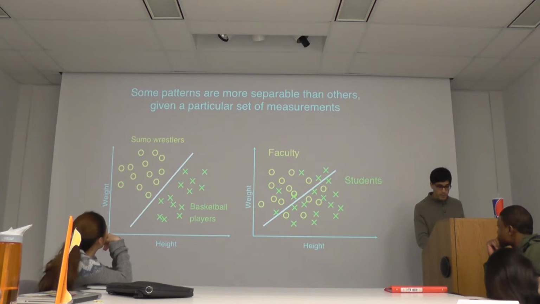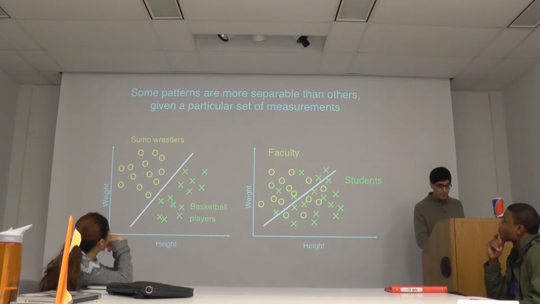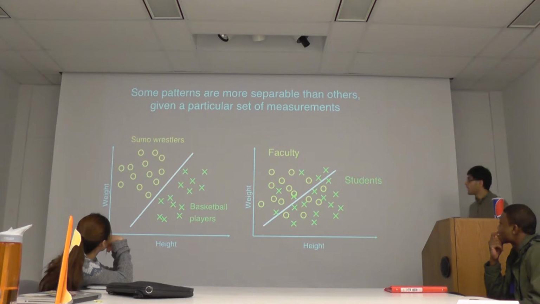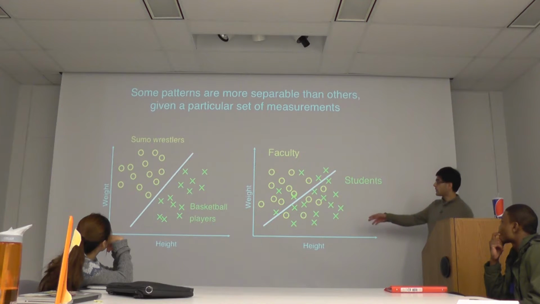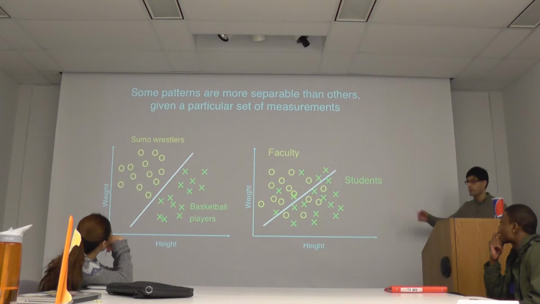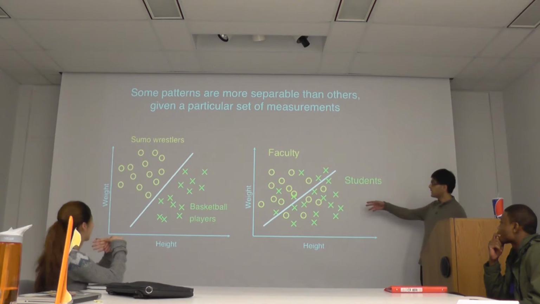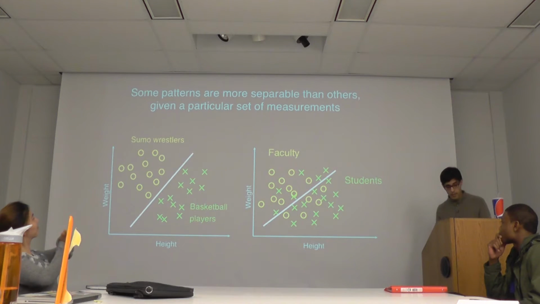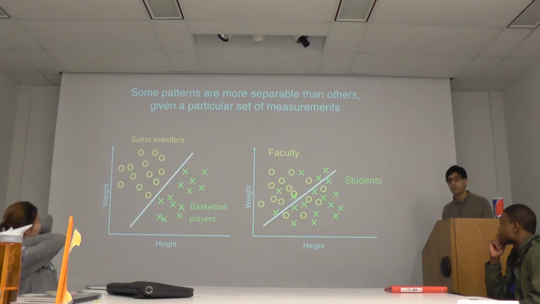So here's an example of that. Suppose that instead of figuring out if somebody is a sumo wrestler or basketball player, you're trying to figure out if someone is student or faculty. In general, it's going to be true that faculty are a little bit shorter and a little bit heavier than the students. But it's not going to be completely true, and there's going to be overlap in these distributions. Okay?